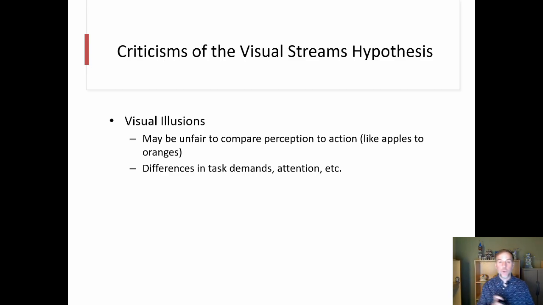Finally, I just want to bring up some criticisms of the ventral streams hypothesis, the idea that we have a dorsal stream, a ventral stream, that divide and conquer our visual abilities. So for visual illusions, some people have suggested it may be unfair to compare perception to action because they're not identical. You know, they're apples to oranges. They're both fruit, they're both round, but they're not supposed to be the same thing. In cognitive psychology, they have differences in task demands, attention, so it's not the most fair comparison.